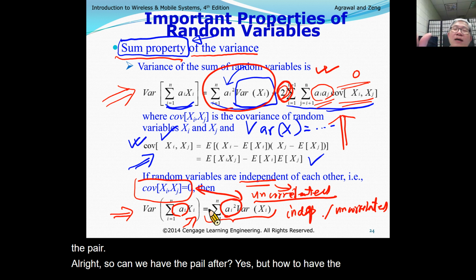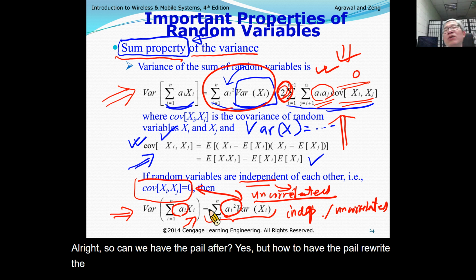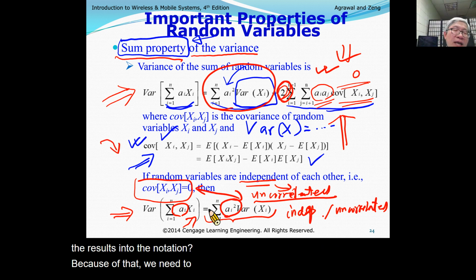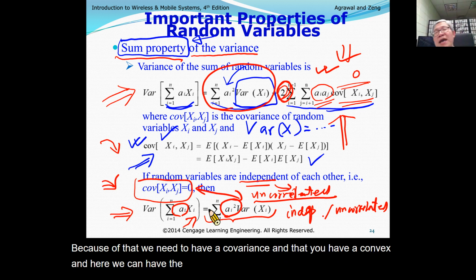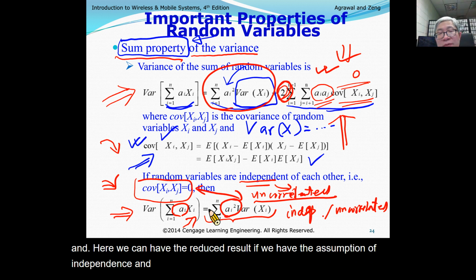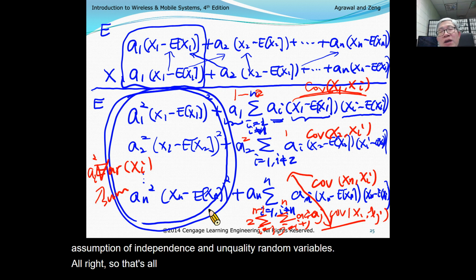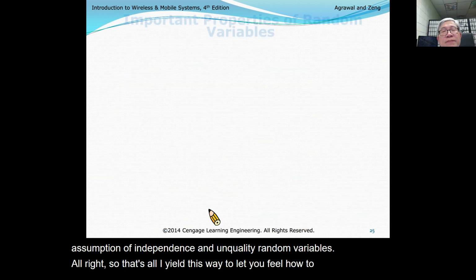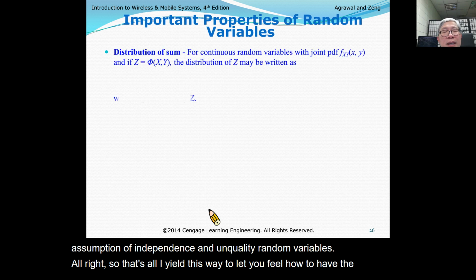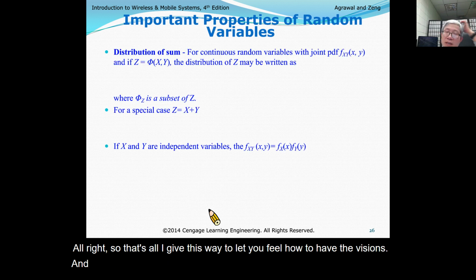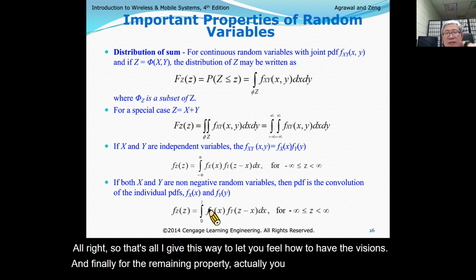But how to have the pair? We write the results into the notation, because we need to have a covariance. I already have a covariance. And here we can have the reduced result if we have the assumption of independence and uncorrelated random variables. Alright, that's all. I use this way to identify how to have the derivations. And finally, for the remaining property, you can find advanced results, and so you can have this property.